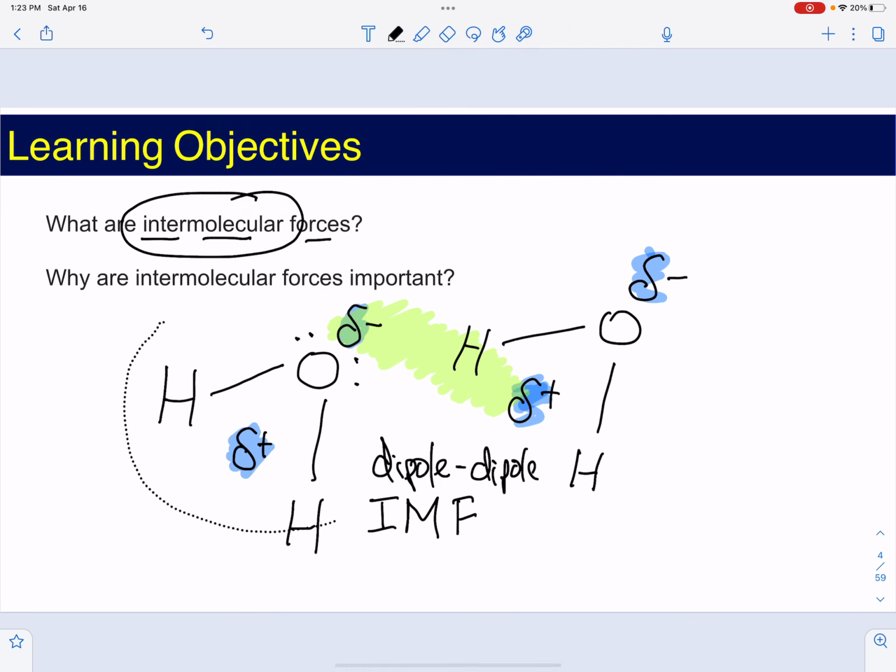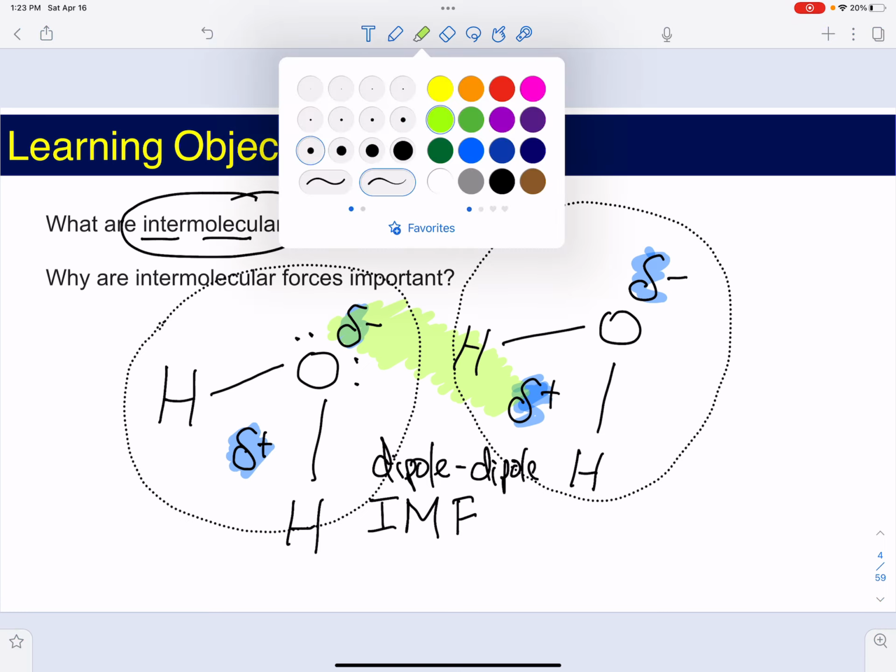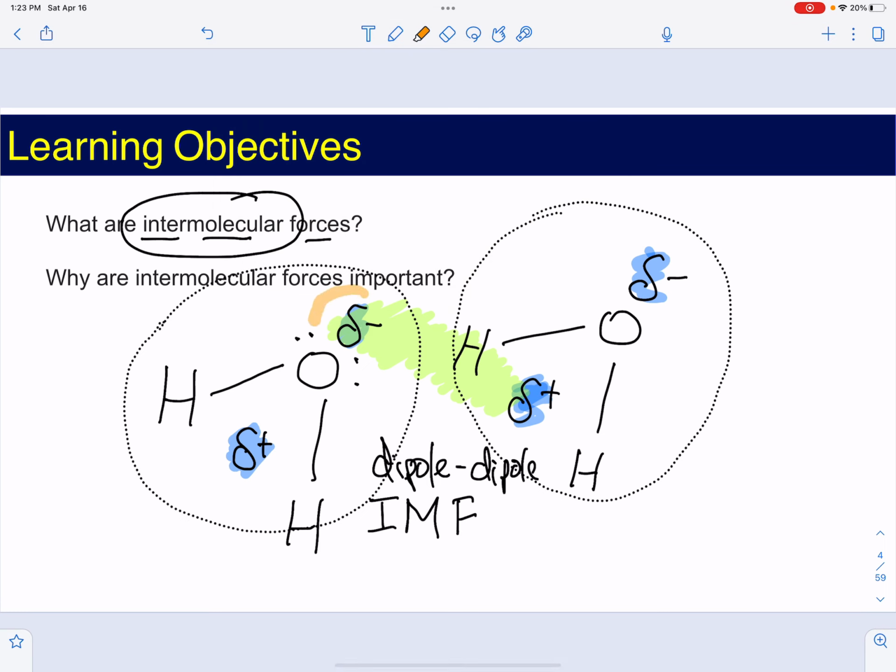This molecule here is interacting through an intermolecular force with that other molecule there. But this molecule has a partially negative pole and a partially positive pole.